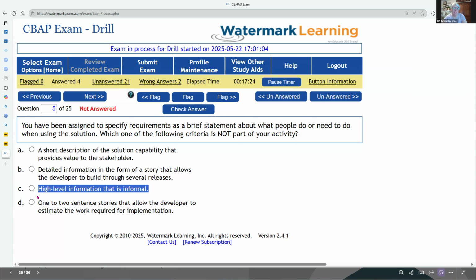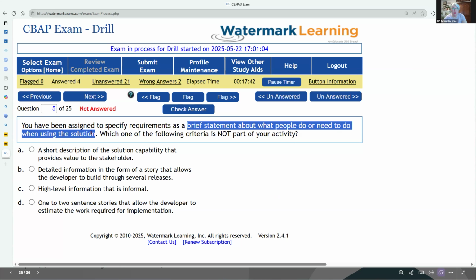High level information that is informal. So a brief statement about what people do or need to do when using a solution. Is this user stories? And which of the following is not part of that? Would it be the high level information that is informal?